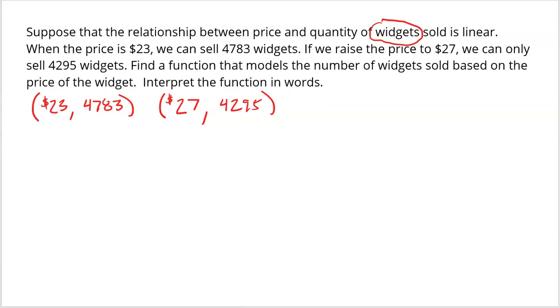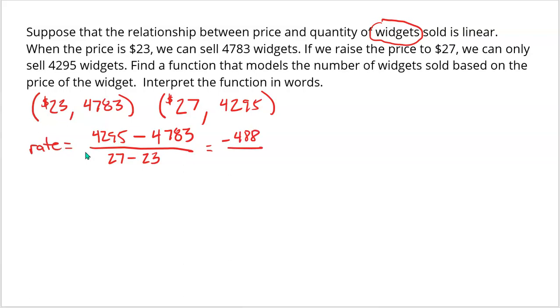So find a function that models the number of widgets sold based on the price of the widget. All right, so first thing I've got to do is find that rate. Very simple to do. 4,295, that's my y, minus the other y, 4,783, divided by subtracting the x's in the same order, 27 minus 23. All right, this isn't too bad here. So in my numerator, I get negative 488. In my denominator, I get 4. Divide that out, we get exactly negative 122.